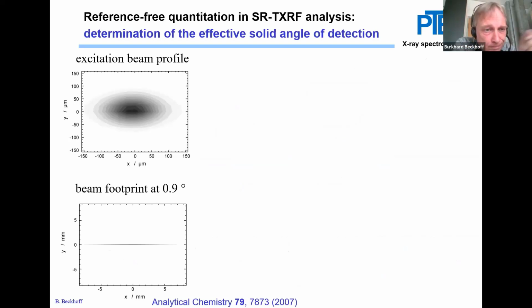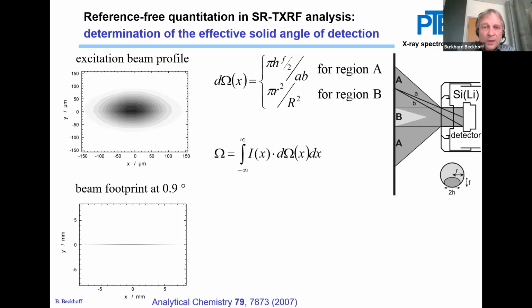In our case, we have a beam with full width at half maximum of 140 microns times 40 to 140 microns. And when you allow this beam to illuminate, for example, contamination on the wafer, you end up with this beam footprint at 0.9 degree. This is in the soft X-ray range. In the hard X-ray range it would be 0.1 degree, and this footprint would be even larger. And this is what it's all about: how to calculate this effective solid angle of detection.